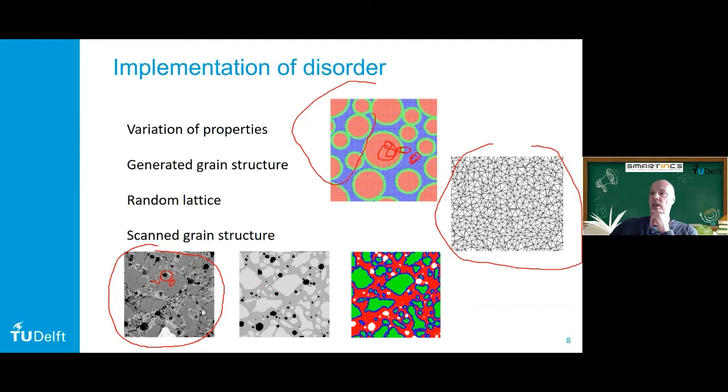You use some image processing to come up with a 3-phase material, and then you again put the network with all these small beams on top of it and give different properties to the different regions, and then you do a simulation. And of course you can do this in 2D, but you can do the same in 3D, but then you need of course a 3D image, which you can get from a CT scan, for instance.